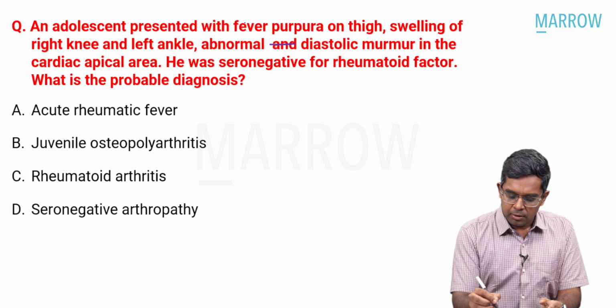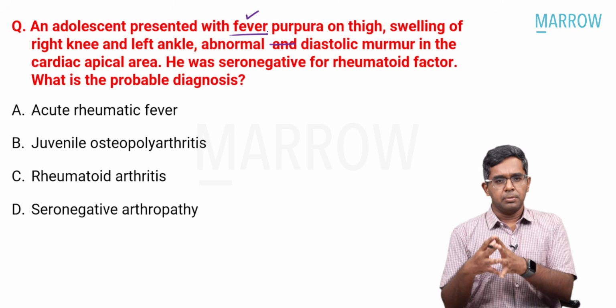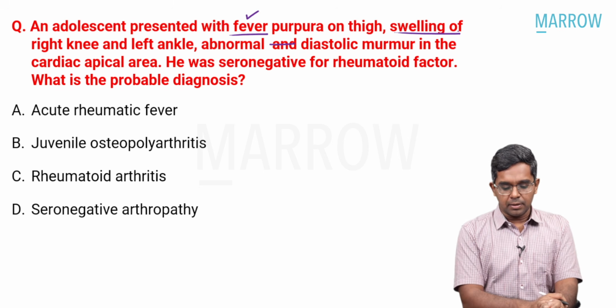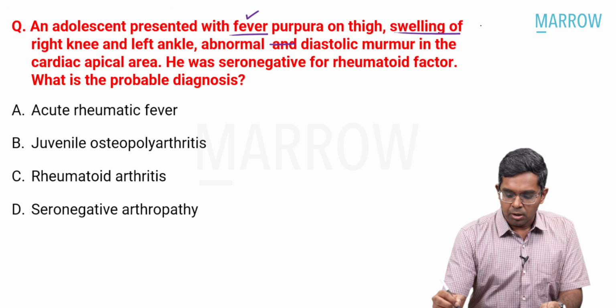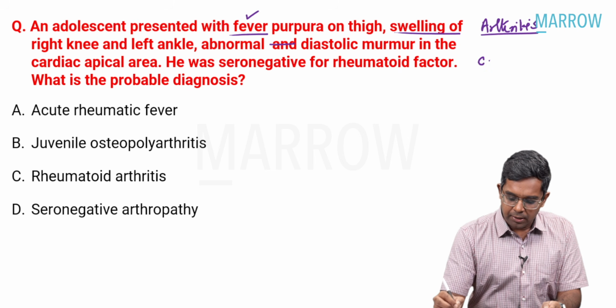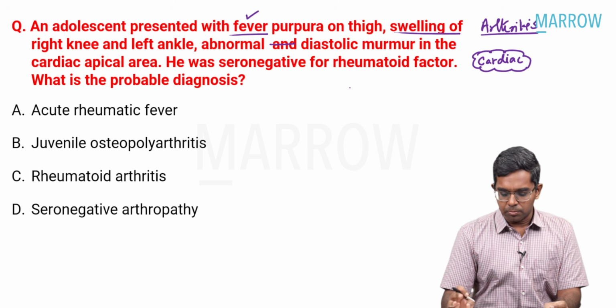So you can see that important clues are fever, okay, purpura may or may not be related. Let's keep that by the side. One more is the swelling of the right knee and the left ankle. That means it is a multiple joint involvement or arthritis which is noted. Along with that, there is a cardiac involvement also in the form of a murmur. It is also mentioned that he is seronegative for rheumatoid factor.